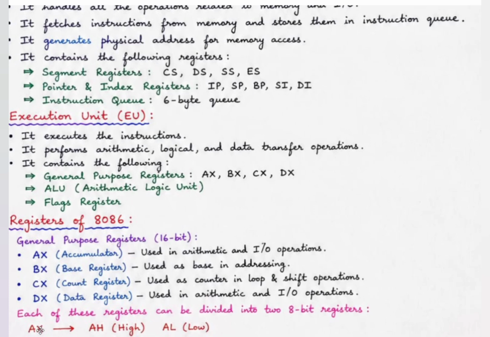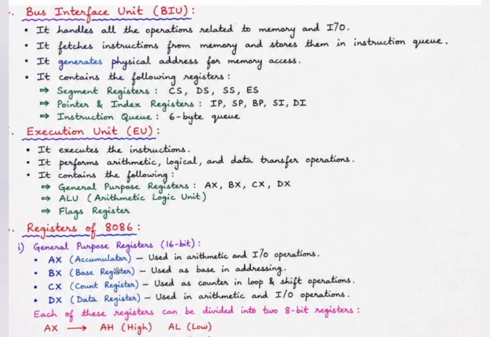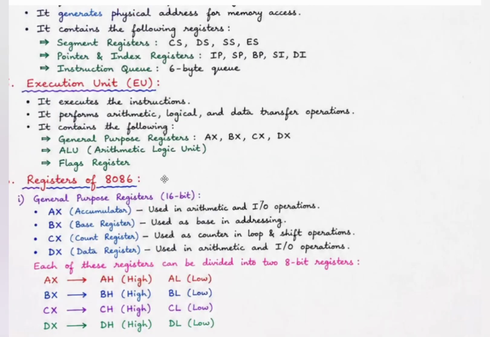So AX contains 8-bit registers. You have to be clear about that. Next. AX, as I told you before, contains two parts, AH and AL. Similarly, BX, CX, and DX also contain higher and lower registers. Okay, these are the four types of registers.